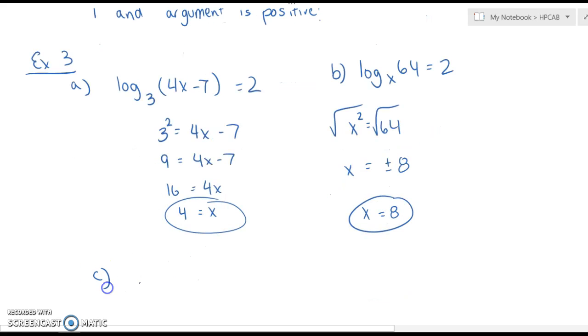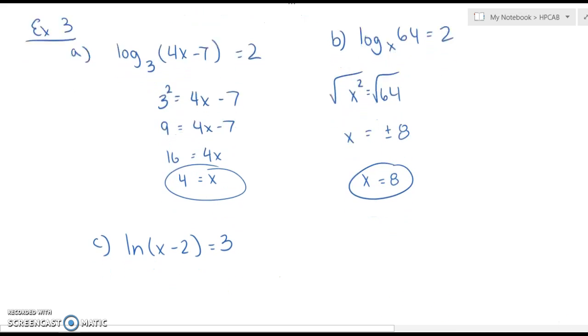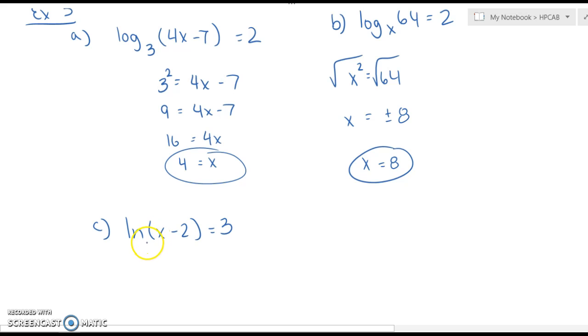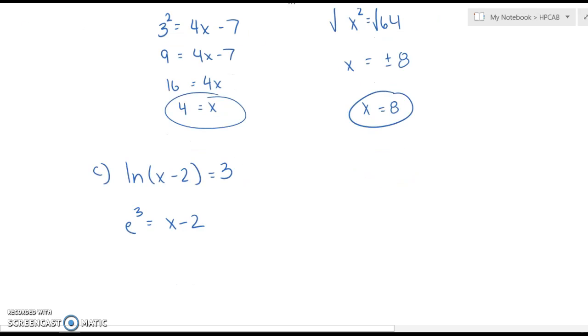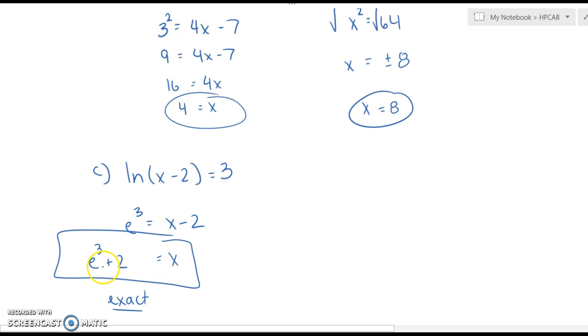Alright, C, we've got natural log of x minus 2 equals 3. So what we're going to do is we know that we have a base of e, so this would be e to the third equals x minus 2. And so then, depending on if you have a calculator or not, you could figure out what e to the third is and add 2. If not, like on the quiz per se, where there's no calculator, you would just leave it like this. This would be known as the exact answer. Alright, so the book will specify, and obviously on the quiz if it's non-calculator, that's about all you can do.